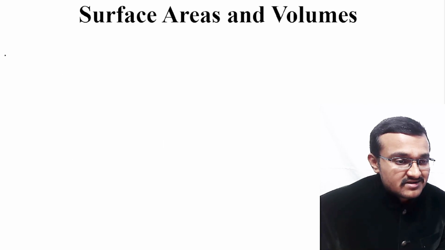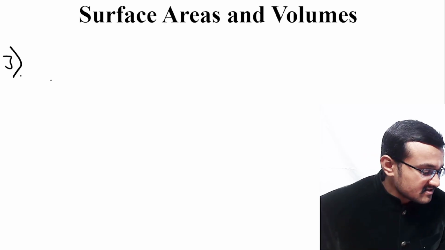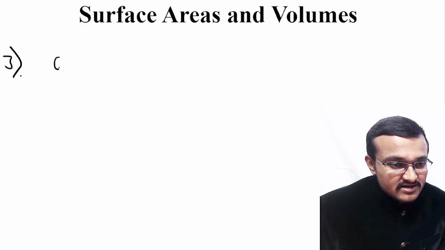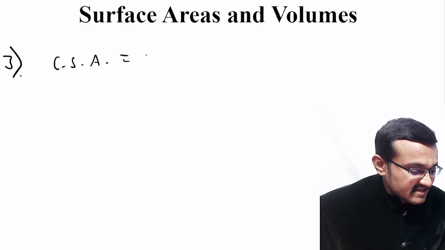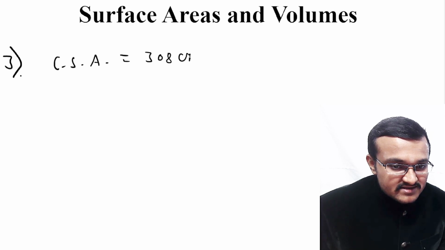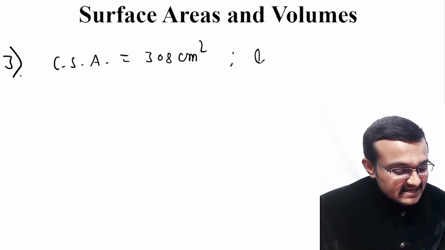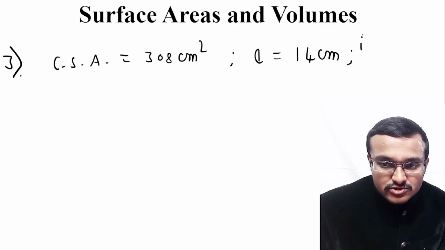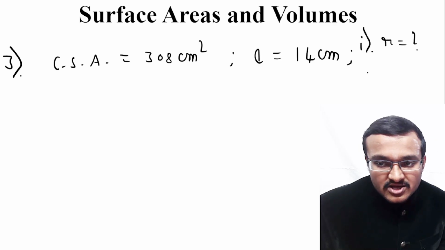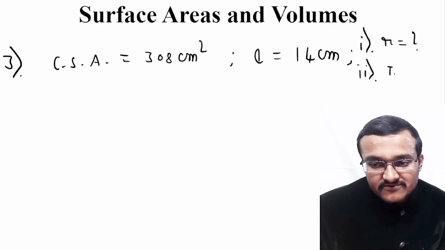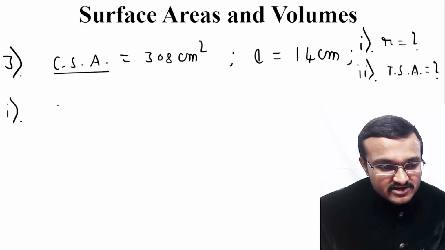Now we will move into the next question in this exercise, that is the third question. In the third question, the curved surface area of a cone is given. They have already given the CSA, that is 308 centimeter square, and they have given the slant height L, that is 14 centimeter. Here you have to find out two things. One is the radius, and you have to find out the total surface area of this cone. In order to find out the radius, they have already given the curved surface area.